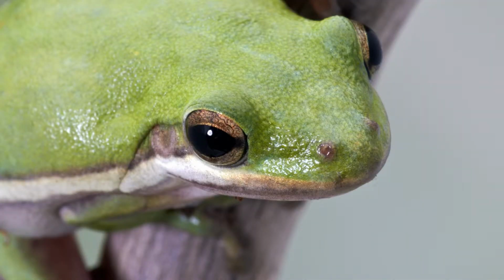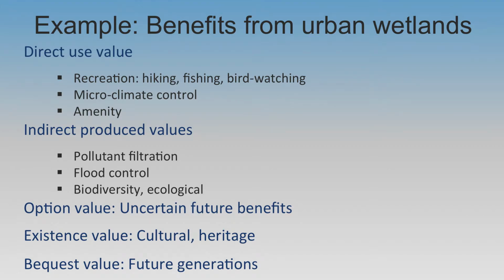Okay? A third category is what we call option value. Option value is a benefit that does not necessarily exist now, but may in the future, right? And so that's a real value we have to be concerned ourselves with. If we harm or destroy, say, a waterway, we lose the option for future benefits that may not be there now, but perhaps in the future there will be.